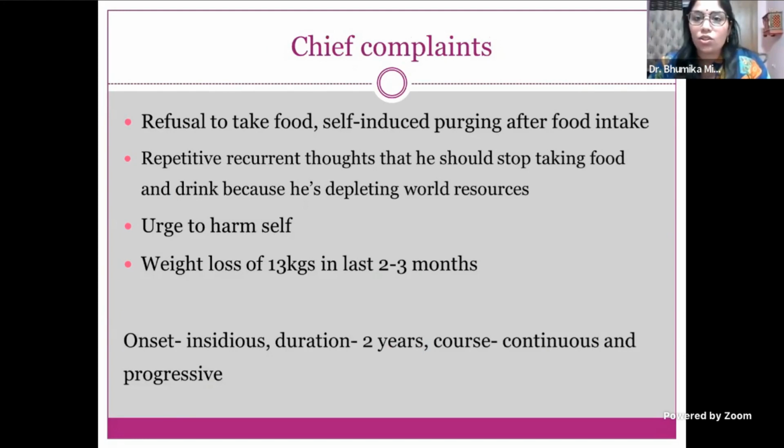The child came with chief complaints of refusal to take food, self-induced purging after food intake, and repetitive recurrent thoughts that he should stop taking food and drink because he's depleting world resources, the urge to harm himself, and a weight loss of around 13 kgs in the last 2 to 3 months. The onset of the illness was insidious, the duration was 2 years, and the course is continuous and progressive.